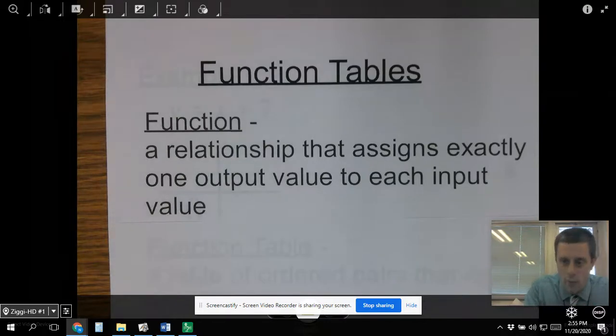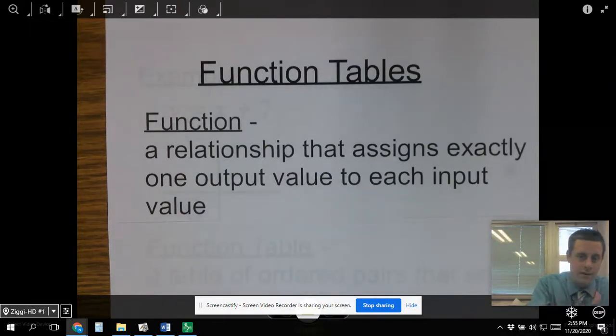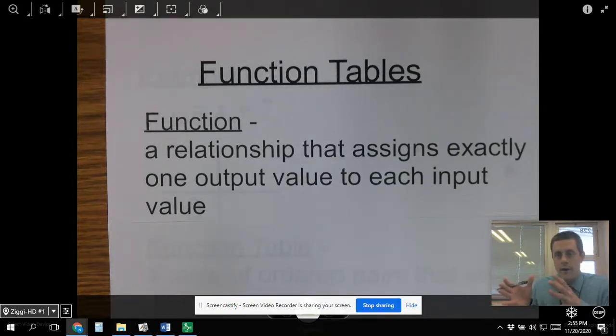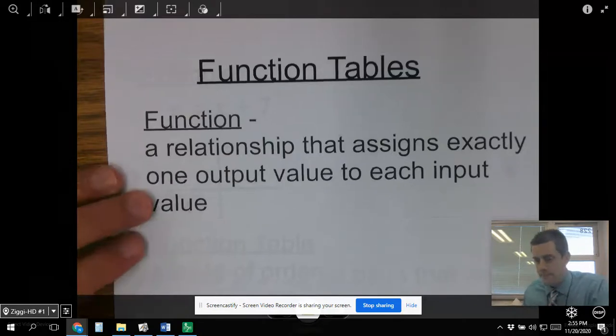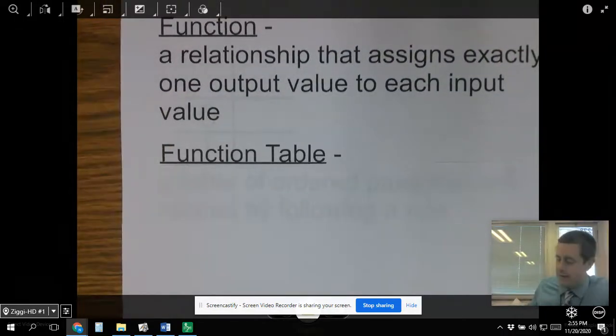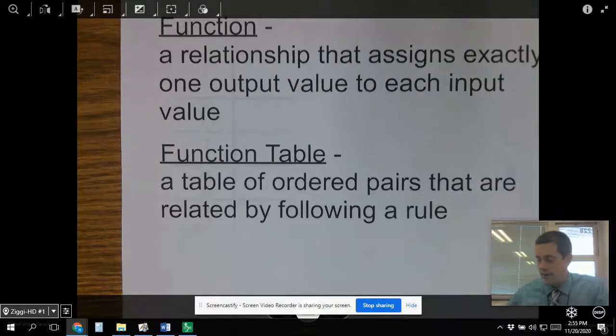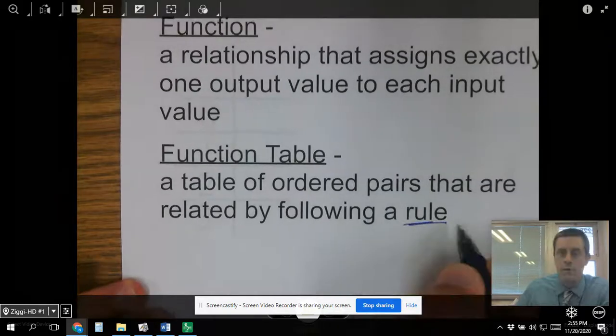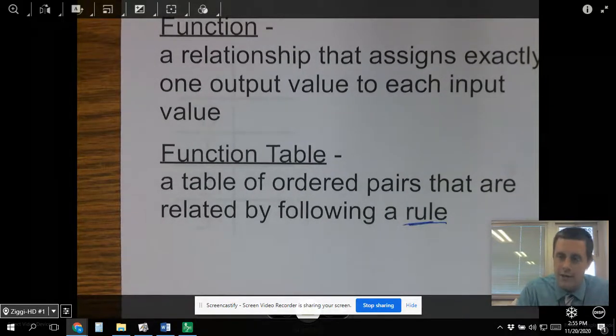If I buy one box, I get 12 bars. If I buy 7 boxes, I get 84 bars. For every independent variable value, there is only one possible outcome. We're going to record all of those values in a function table. It's a table of ordered pairs that are related following a rule. That rule being the equation, the calculation that took place with that independent variable. So we essentially see the relationship between the independent and the dependent variable in these function tables.